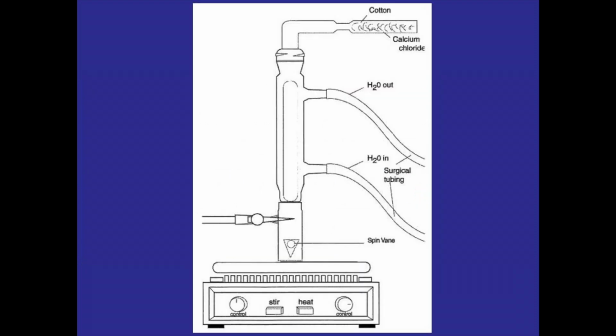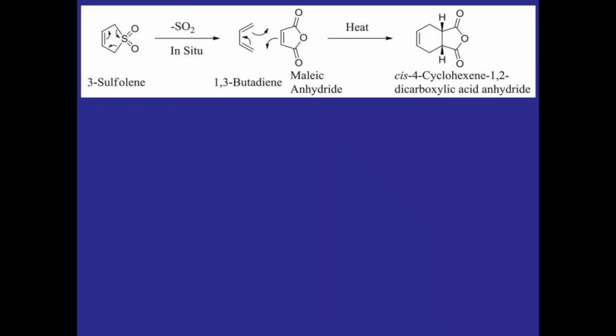So we can test the vapors coming off of the reaction by placing a pH paper moistened with some distilled water between the drying tube and the water condenser in the apparatus, and it'll start turning a reddish pink, indicating the presence of an acid. This helps confirm that 1,3-butadiene is being formed to react with the maleic anhydride.